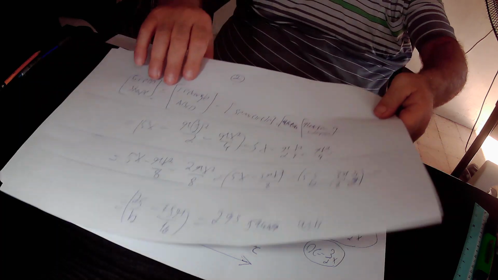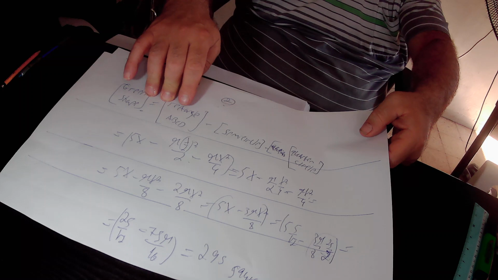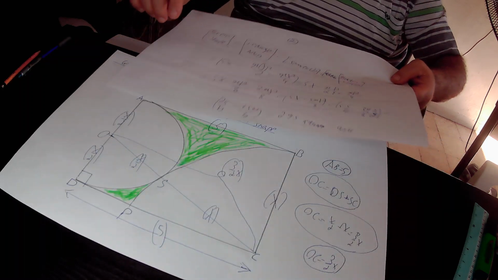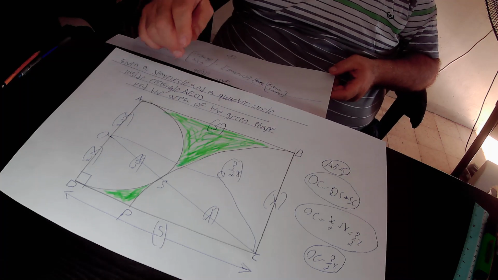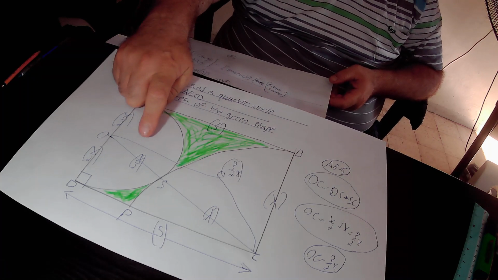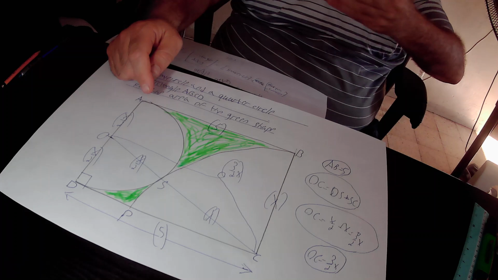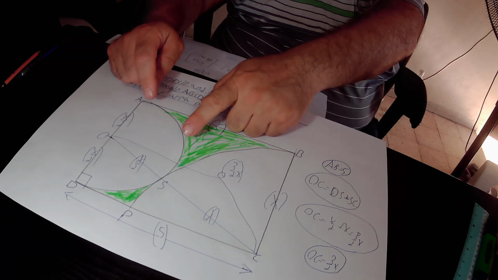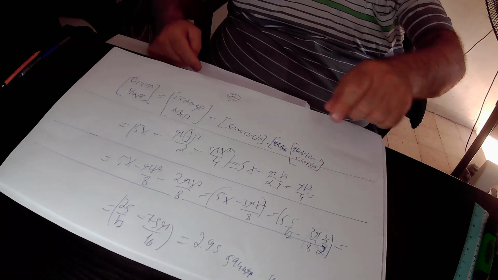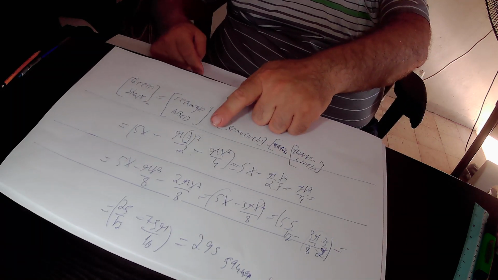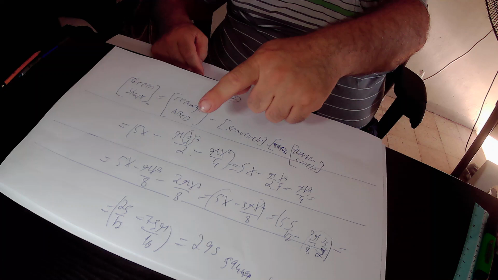So the area of rectangle ABCD equals 5x, minus the area of this semicircle. What is the area of this semicircle? You know that the radius of this semicircle is x over 2. Therefore the area must be equal to pi times (x over 2) squared, divided by 2. Again, the area of the semicircle equals pi times (x over 2) squared divided by 2.